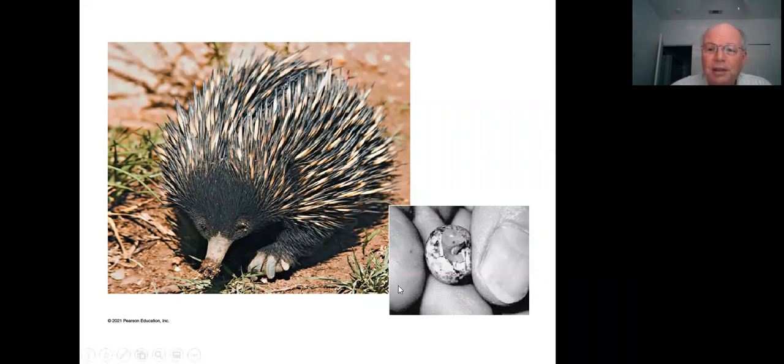And then you can see this is an echidna's egg, and you can see that the young is very, very poorly developed. It has cursory forelimbs. It does have hind limb buds, but they're very, very poorly developed. You can see the beginnings of the eye, but it's blind at this point.